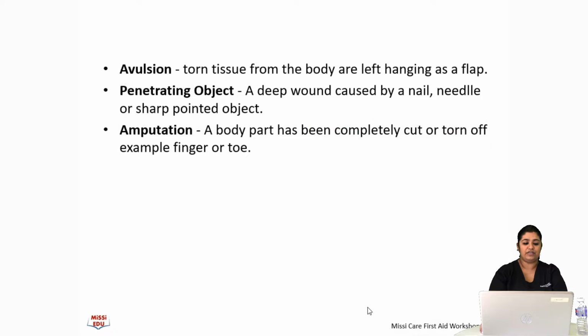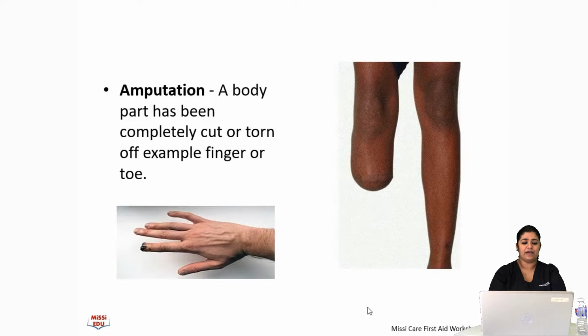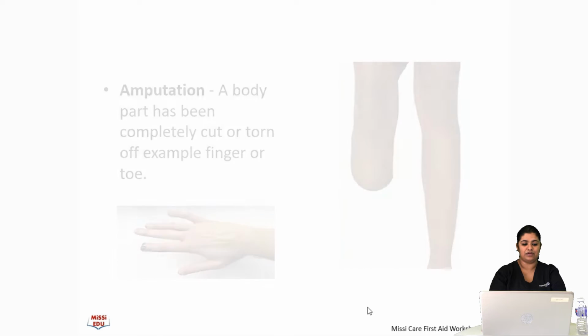Here are another three types of wounds we have. Avulsion is torn tissue from the body left hanging as a flap. Penetrating objects cause a deep wound, caused by a nail, needle, or any other sharp pointed object. Amputation is when a body part has been completely cut or torn off, for example a finger or a toe. Here is a picture of how amputations look.